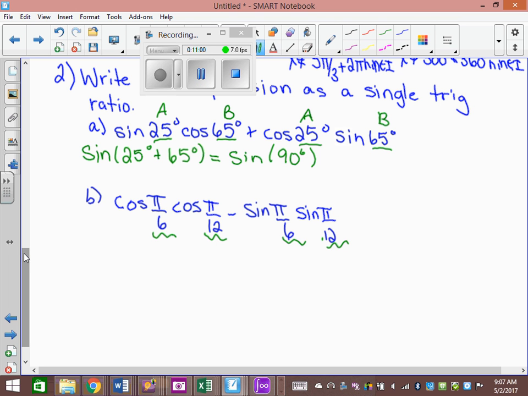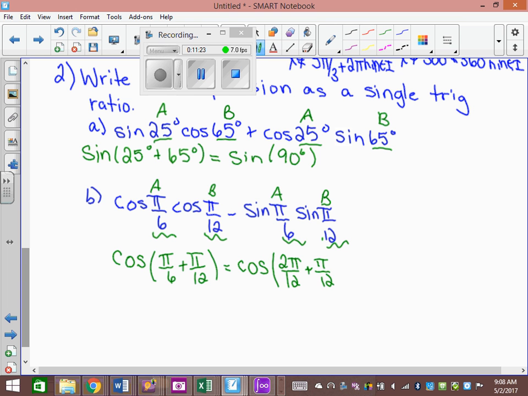And then here we have A, B, B. So this is cos addition. So it's going to be cos pi over 6 plus pi over 12. Do we want to do the actual math properly? It's going to be 2 pi over 12 plus pi over 12, which is 3 pi over 12, which is pi over 4.